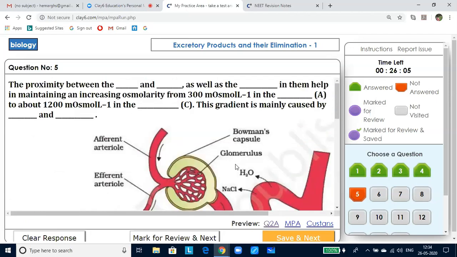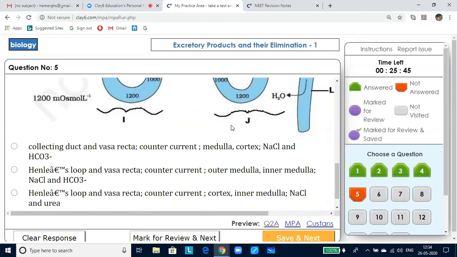Now the proximity between the Henle's loop and vasa recta, as well as the interstitium in them, helps in increasing the osmolarity from 300 milliosmoles per liter in the cortex to about 1000 milliosmoles per liter in the inner medulla. This gradient is mainly caused by NaCl and urea.